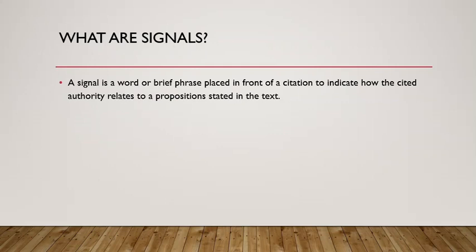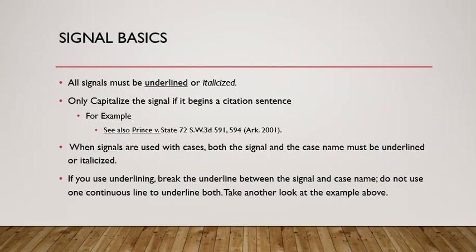So what are signals? A signal is a word or brief phrase placed in front of a citation to indicate how the cited authority relates to a proposition stated in the text.